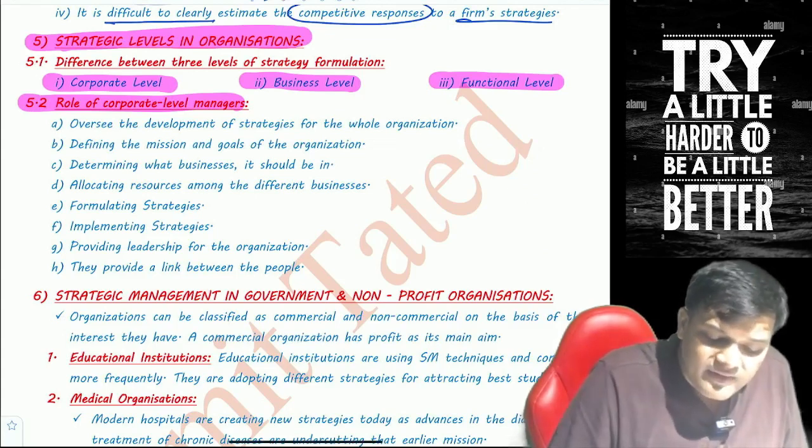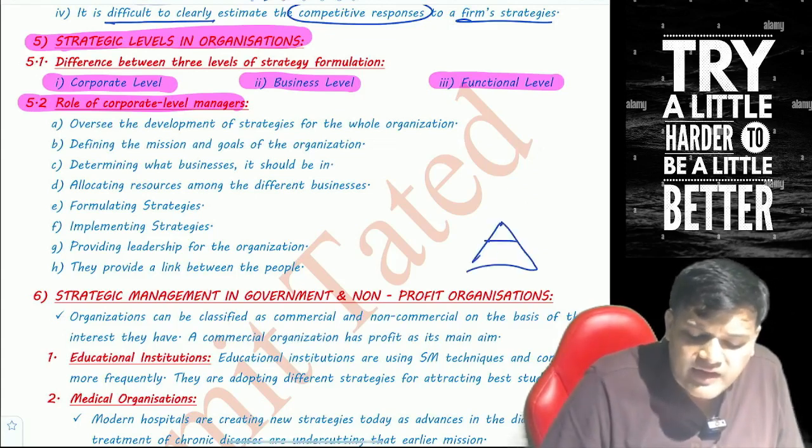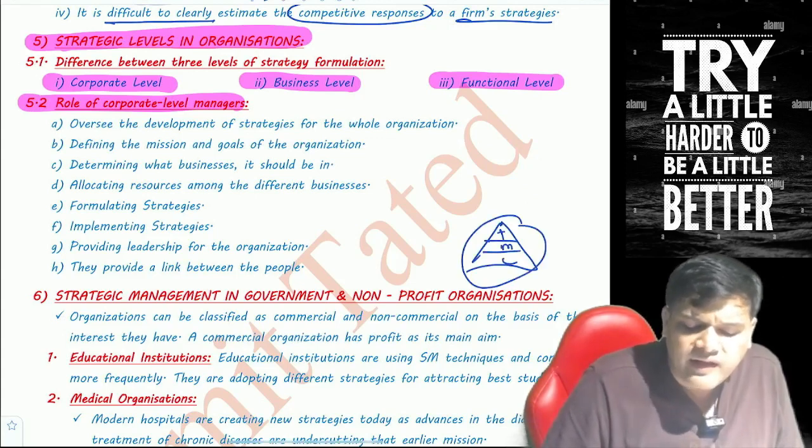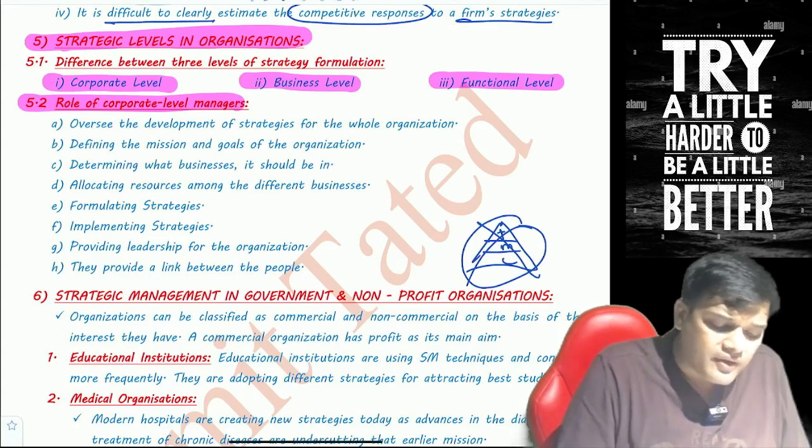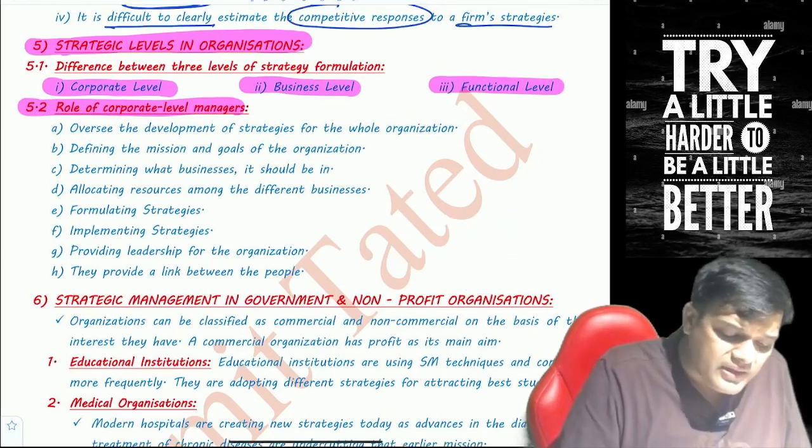Now when we discuss our starting life, it is always like this. A triangle is there, top is there, middle is there, and lower is there. This is what we have discussed over time. But this is not this concept. Then what is this concept, sir? What are strategic level, business level, and functional level?